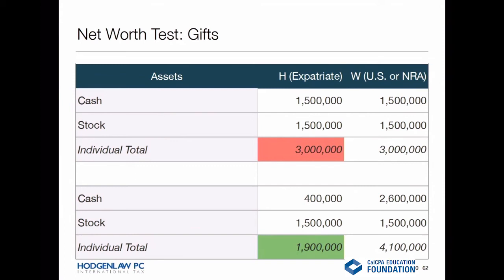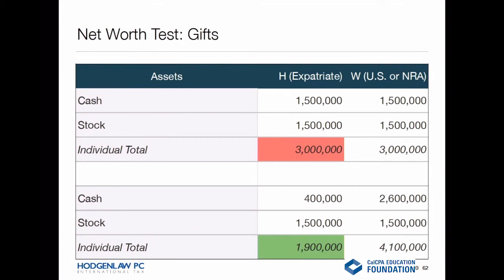The husband wants to expatriate, and when you add his cash and his stock together, he has $3 million in total assets, and let's assume that he has no liabilities to reduce this, so this would be the number that he's using for the net worth test. So right away, he fails this test.